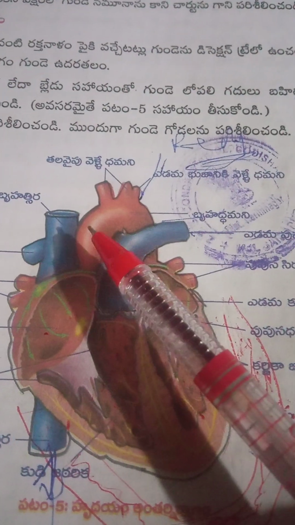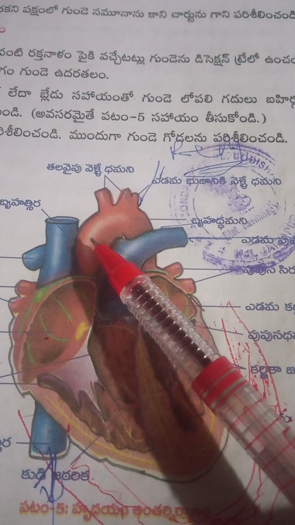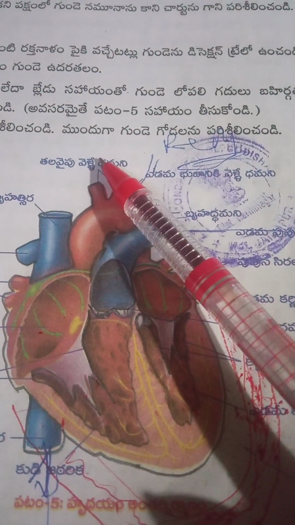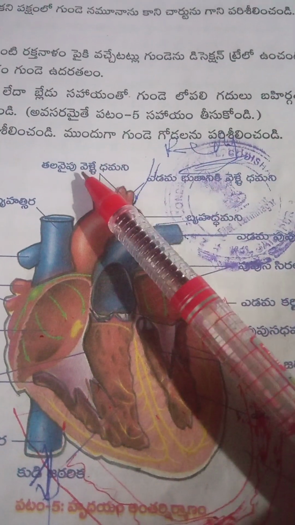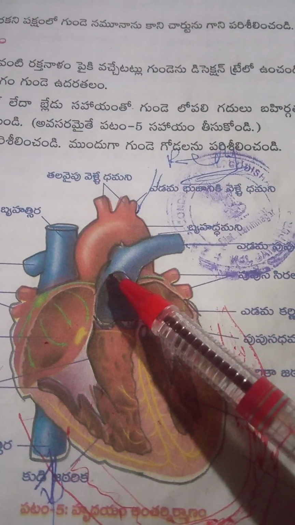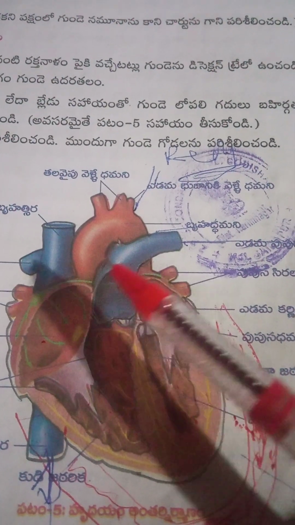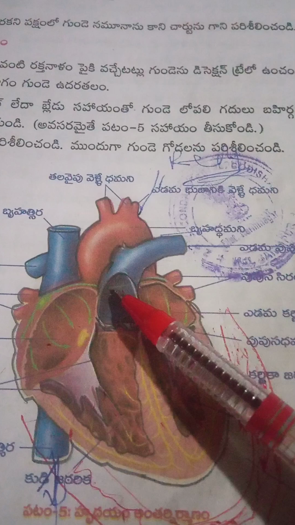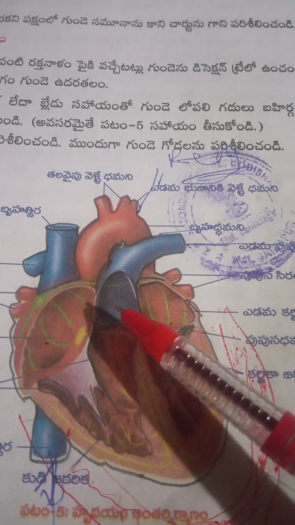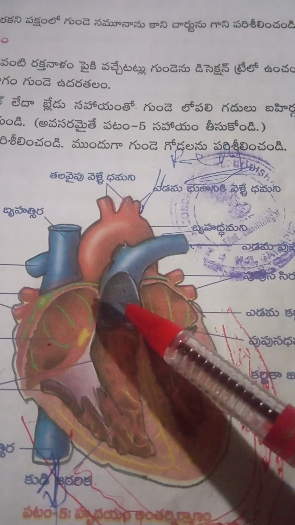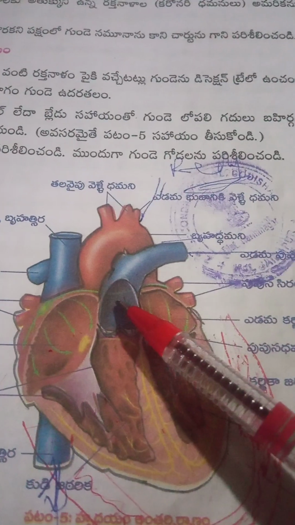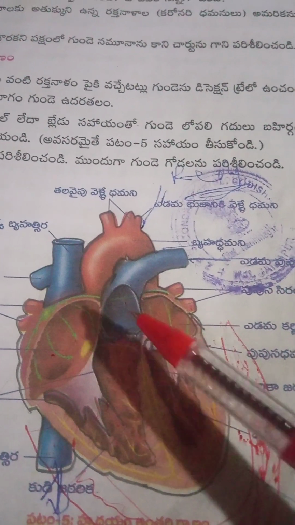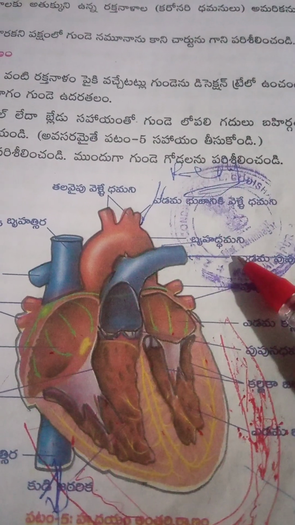It carries the blood from the heart towards the body parts. A relatively smaller artery is the pulmonary artery. It carries the CO2 containing blood from the heart towards the lungs.